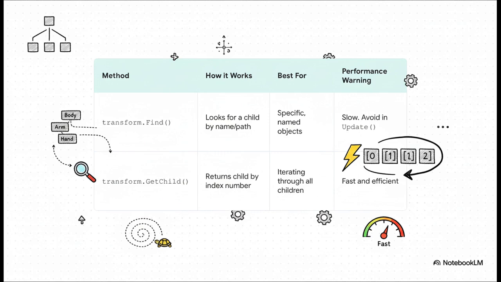On the other hand, you've got transform.GetChild. This one is lightning fast. It just grabs a child based on its order, its index number. Perfect for when you need to just loop through all the children and do something to them.